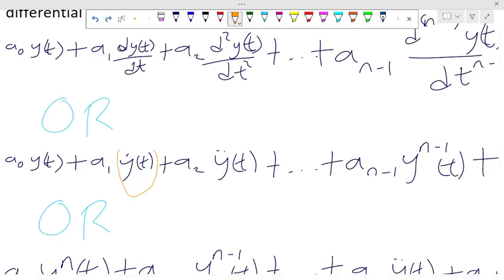Everything here is the same as everything here. Same to this. This d squared y of t over dt squared is the same as y dot dot, so you put your dots on top of y. Dot dot meaning second derivative. So I think this expression is even easier. It's shorter, it saves your ink, you know.